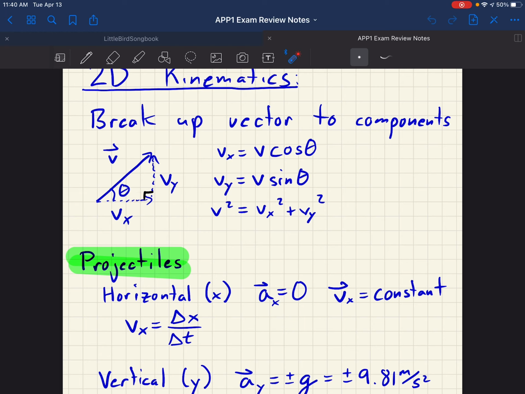The x component would be this times cosine theta. The y component would be this times sine theta. And the two components are related to the magnitude of the velocity vector through the Pythagorean theorem. All right, so this squared plus this squared should equal that squared.